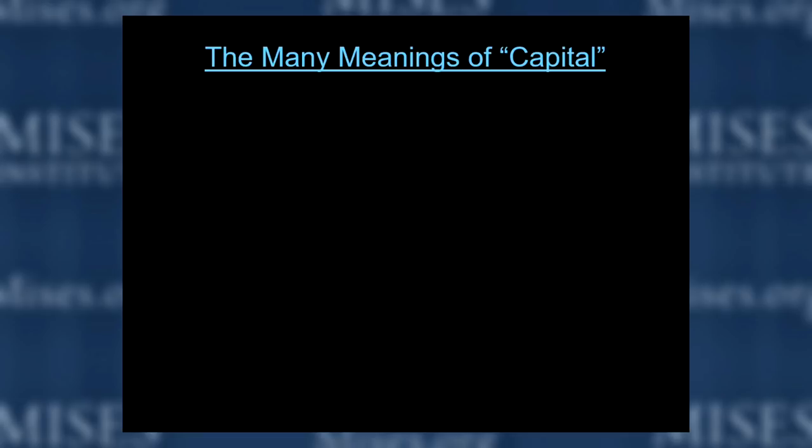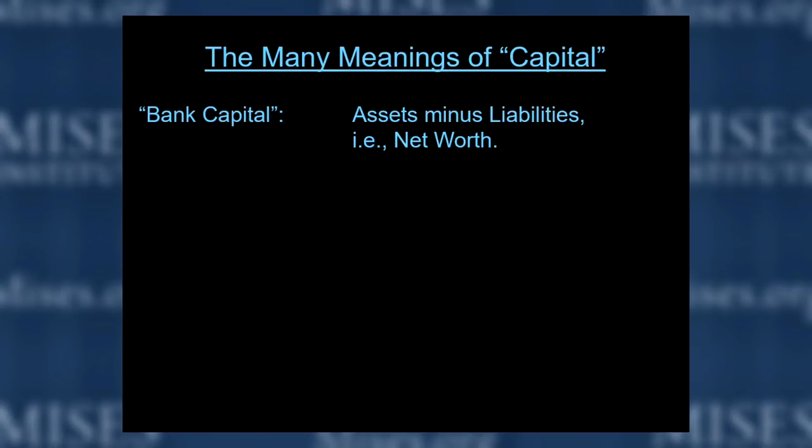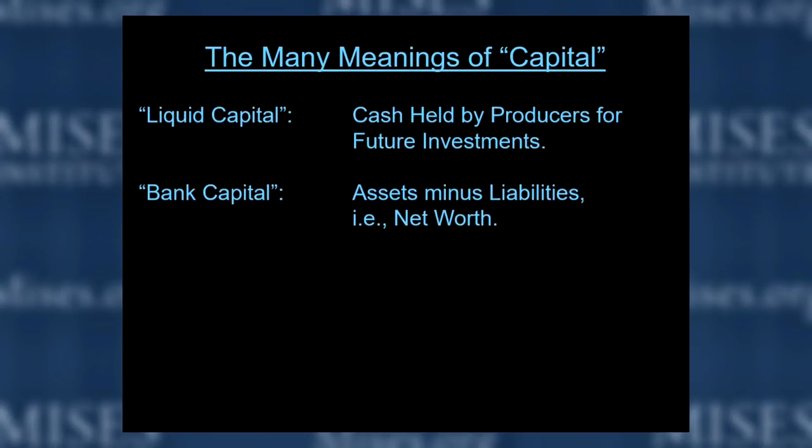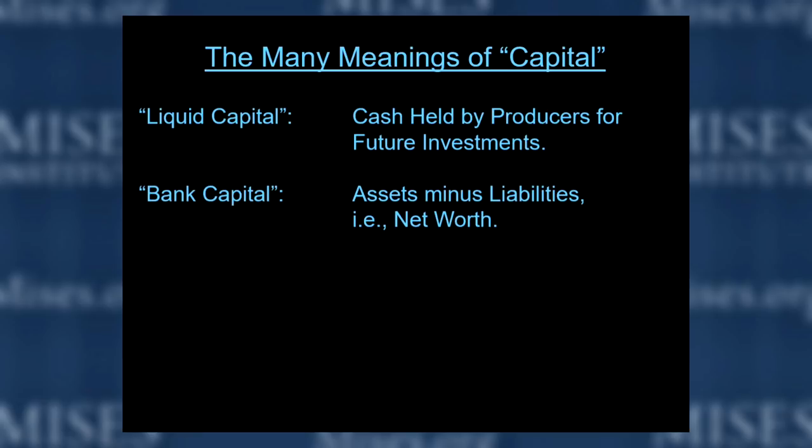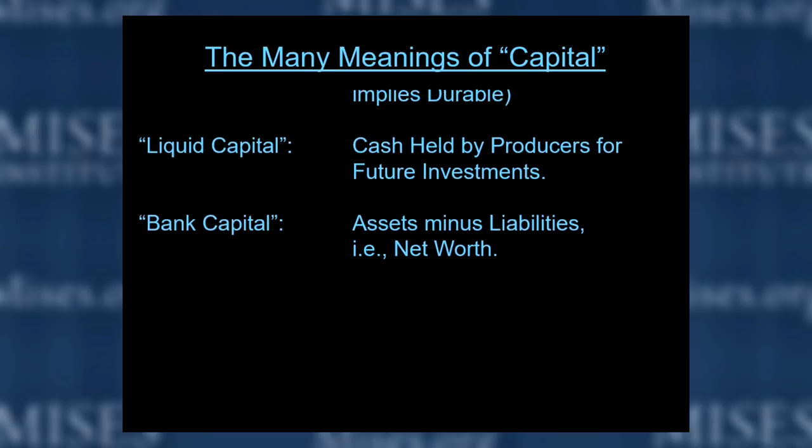Now, start out that one of the reasons that people get confused about capital in Austrian theory or any other theory is that the word capital is used in so many contexts. And so I'll show you a few, and then we'll zoom in on a couple that are at issue this afternoon. We could talk about bank capital, that's assets minus liabilities, or net worth. Yeah, we know about that. Liquid capital, how liquid is it? Well, that's cash held by producers for future investment. So that's the dollar capital.